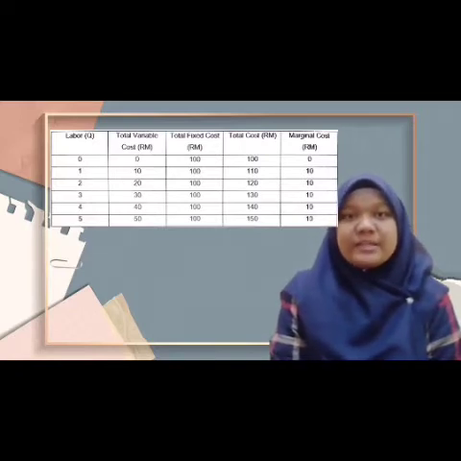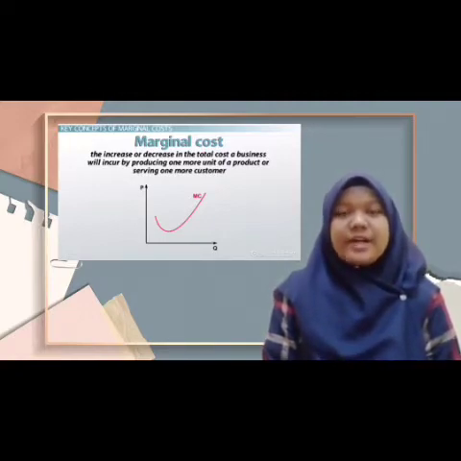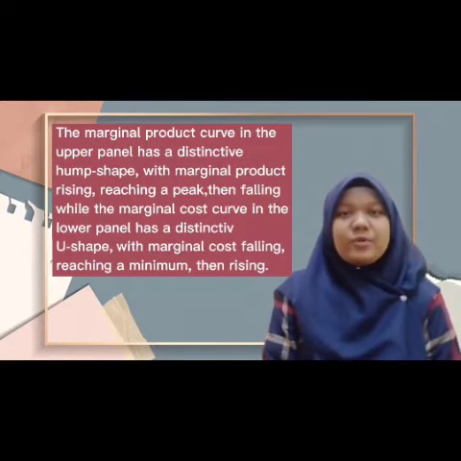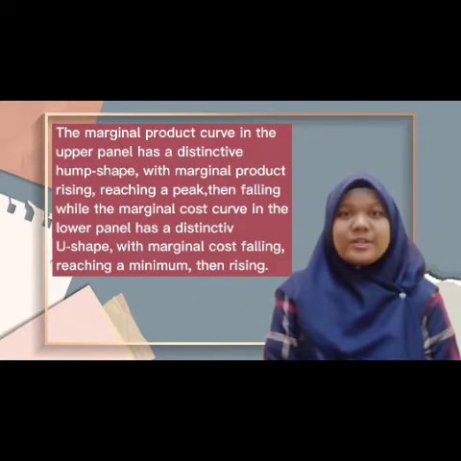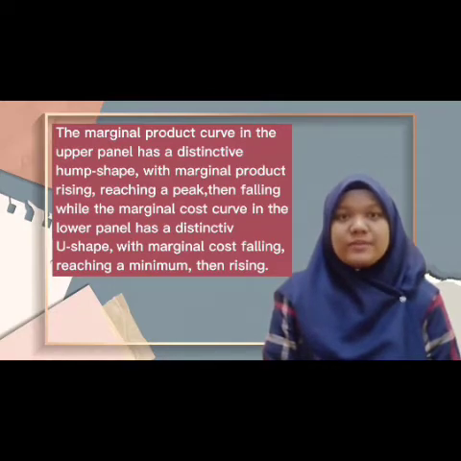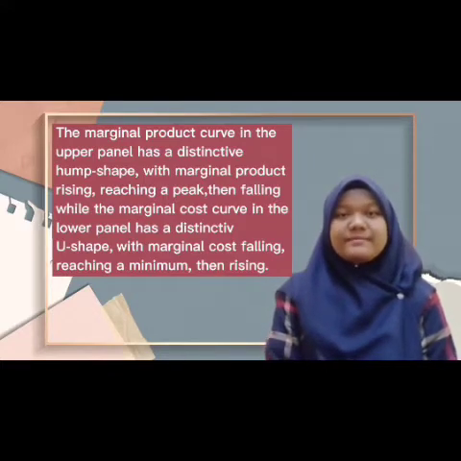For 0 labor, the marginal cost is 0, and for 1 labor until 5 labor, the marginal cost is RM10. The marginal cost curve shape initially falls, reaches a minimum, and finally rises due to an increase in variable cost. The marginal product curve in the upper panel has a distinctive hump shape, with marginal product rising, reaching a peak, then falling, while the marginal cost curve in the lower panel has a distinctive U shape, with marginal cost falling, reaching a minimum, then rising.